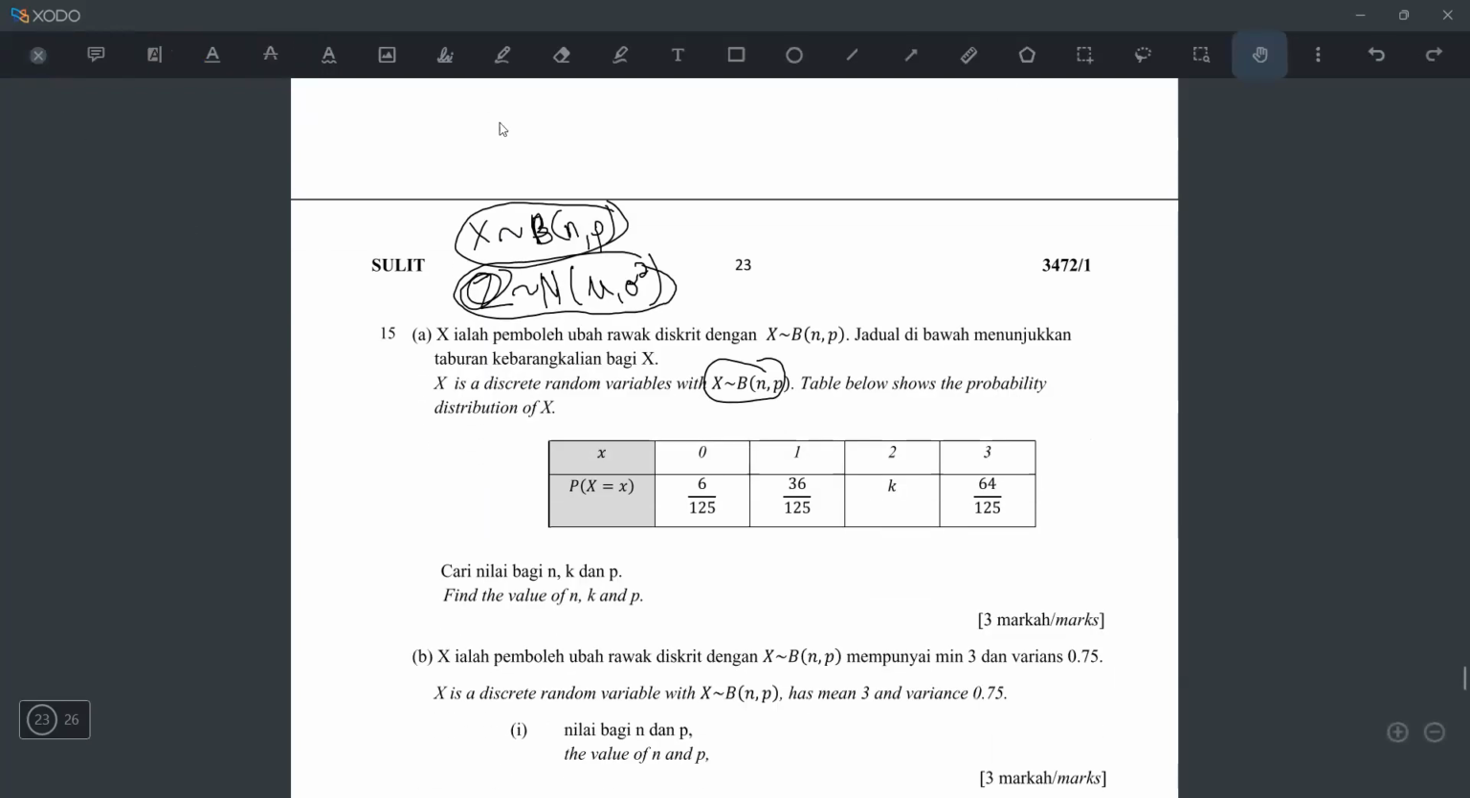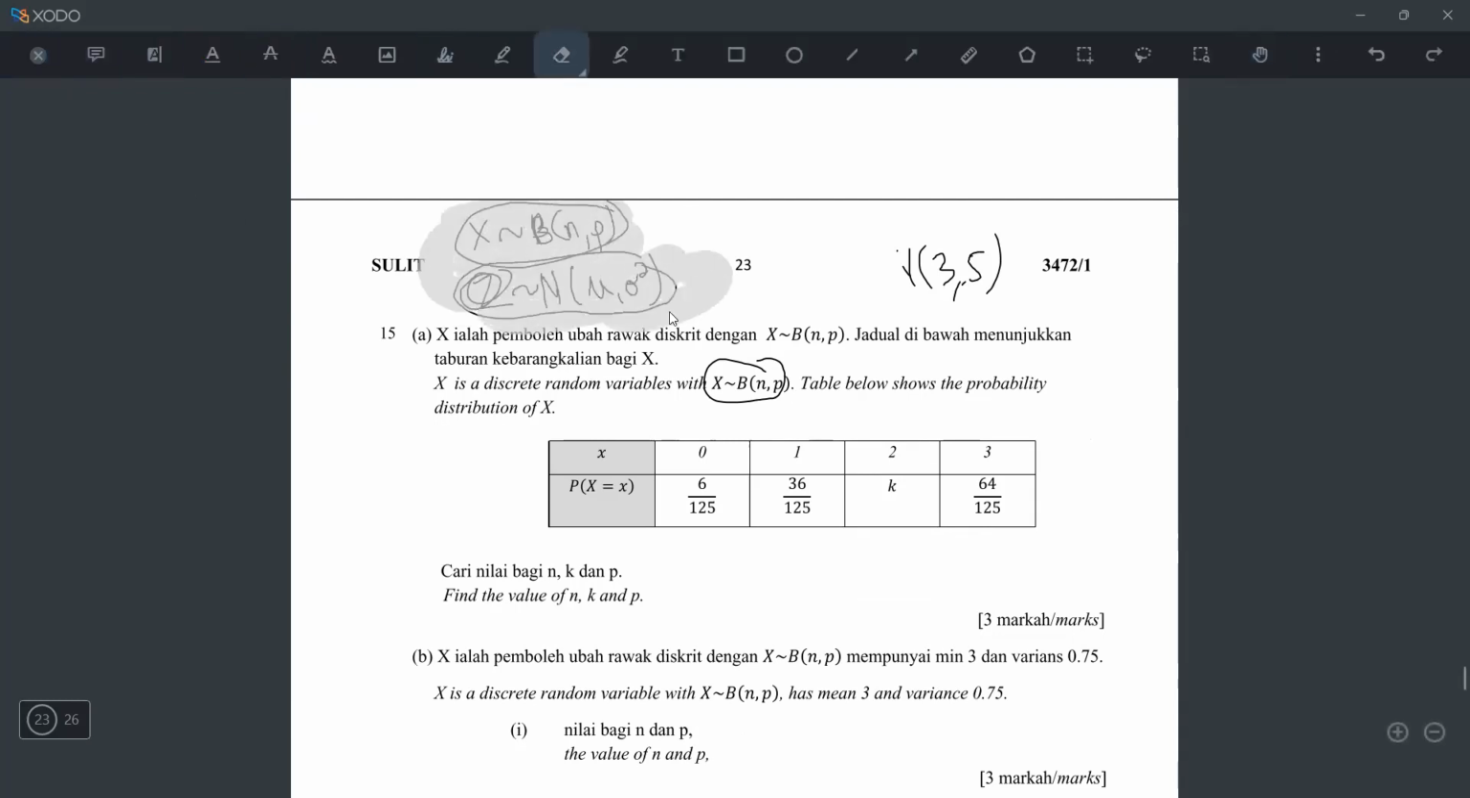Okay, because sometimes they will give you Z and then N, they will give you, let's say, 3, 5. So you have to know lah, the 3 is the mean and the 5 is the variance. Okay, so yang tu kena tahu. Okay, let me erase this.